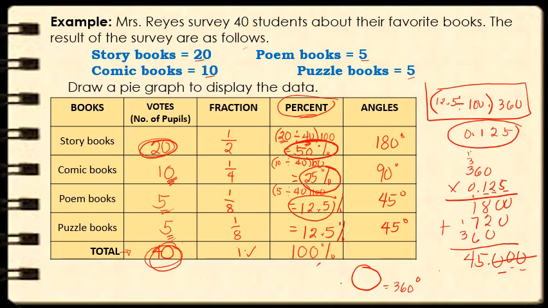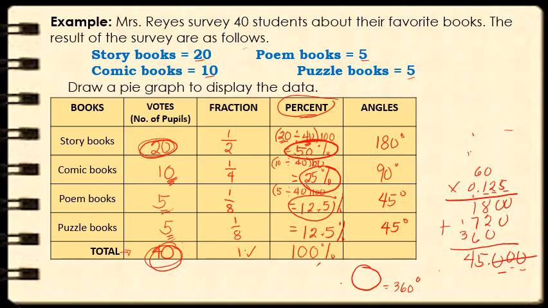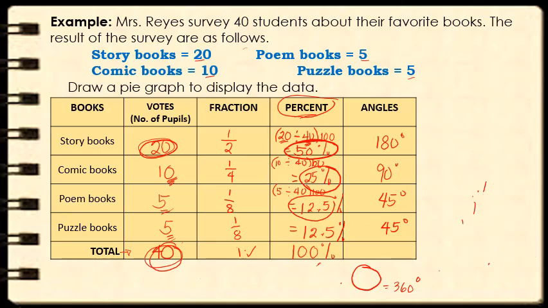And then, i-check natin kung tama yung naging sagot natin sa ating angles. Paano natin malalaman kung tama ang naging sagot natin? Dapat kapag itinotal o ipinlas natin yung naging sagot natin, it should give us a sum of 360 degrees. Kasi nga, ang isang circle is equal to 360 degrees.